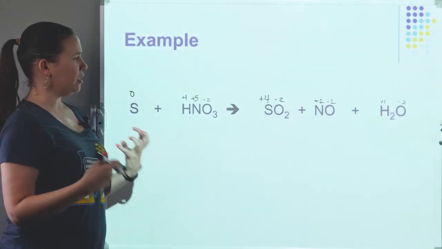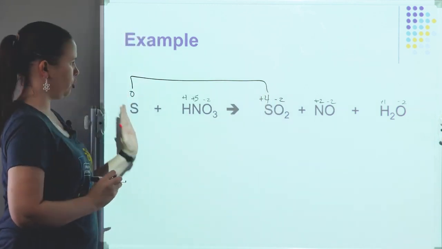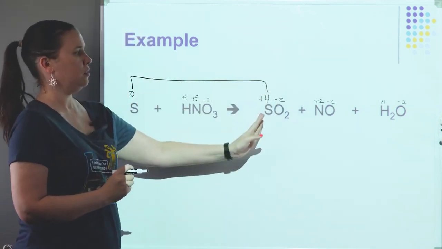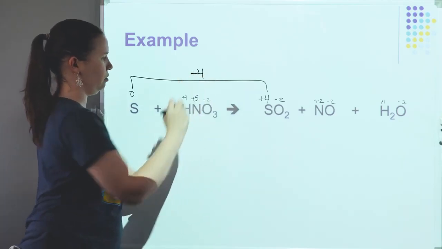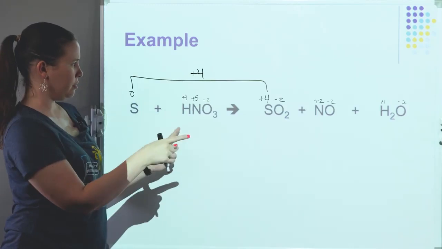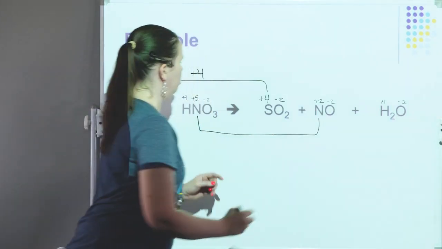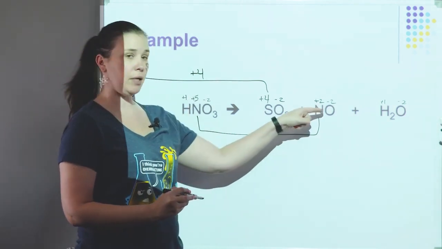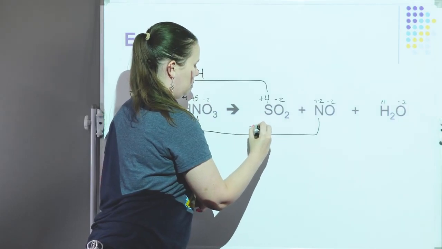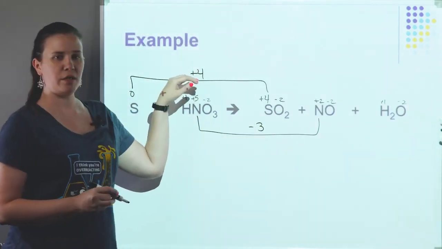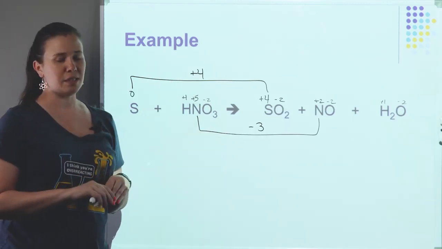Now I want to find out what is changing. So let's start with the sulfur and connect it from its initial oxidation state of 0 to its final oxidation state of +4. That's going to be an increase of 4. The hydrogen's the same on each side, but when we get to the nitrogen, I find my other change. Going from +5 to +2, from 5 down to 2, is a decrease of 3. So my oxidation number has increased by 4, but decreased by 3. We want that to be equal.